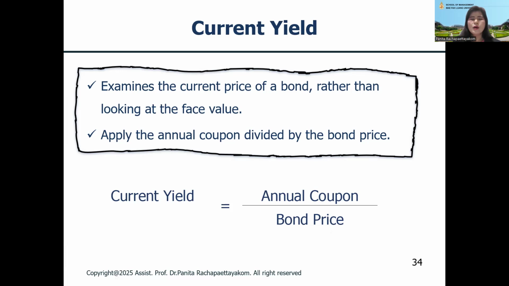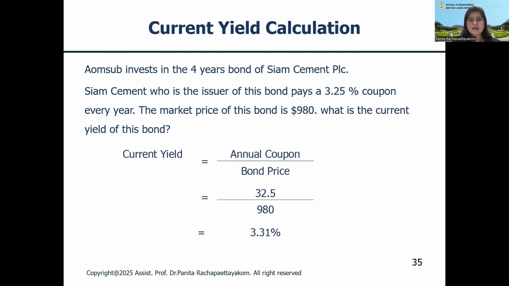So to calculate the current yield, you use the annual coupon divided by the bond price. In this example from the slide, the annual coupon you receive from that bond is 32.5, divided by the bond price at the time, 980 baht. Then you get the current yield of this bond at 3.31%. Here, we have completed the current yield.